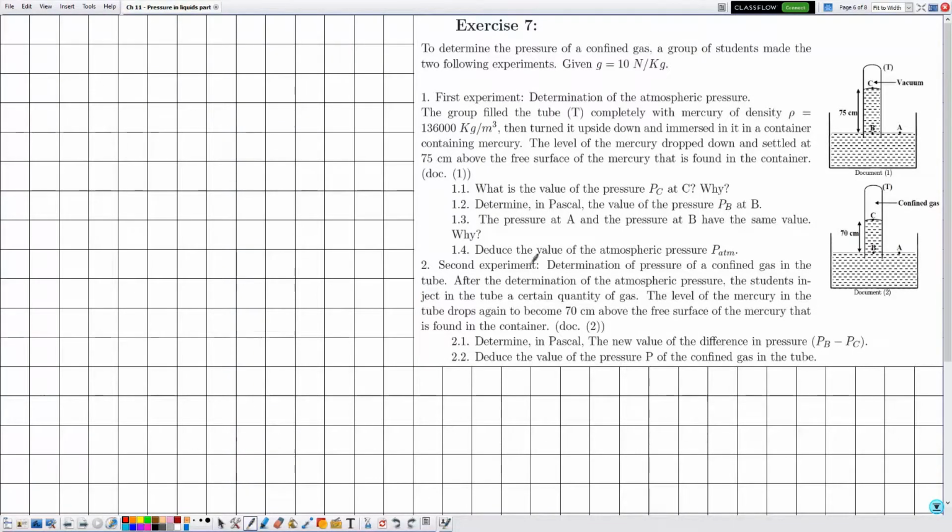So exercise number 7. To determine the pressure of a confined gas, a group of students made the two following experiments, given that G is equal to 10 newtons per kilogram, which means that these experiments are being performed on the surface of Earth.